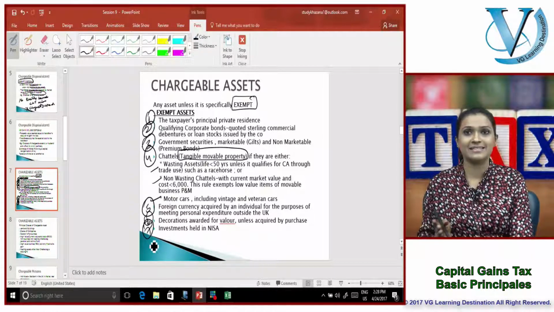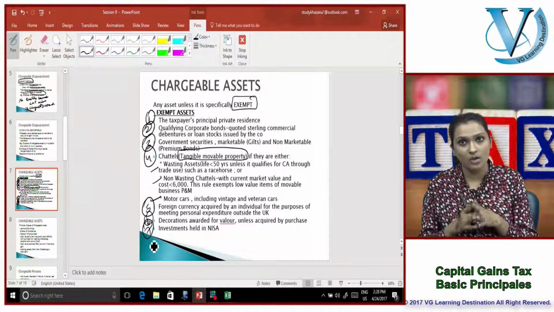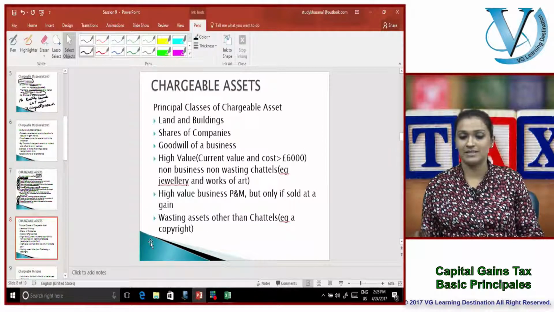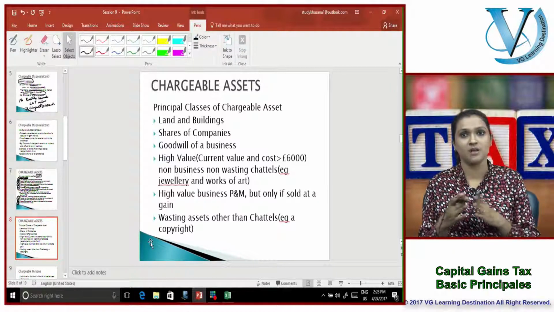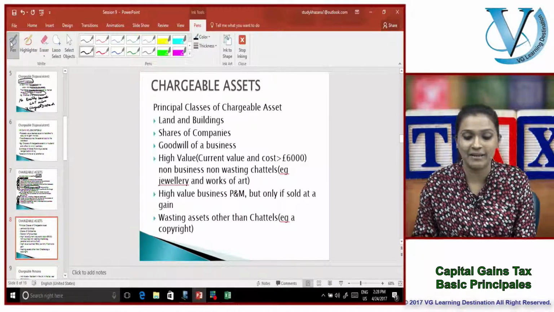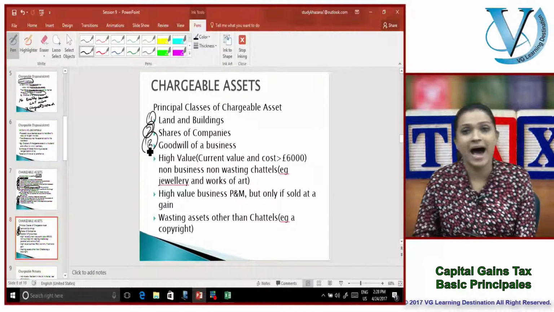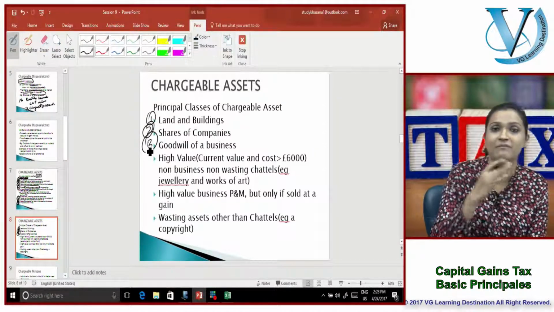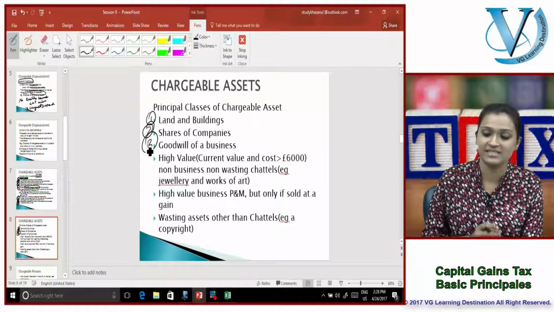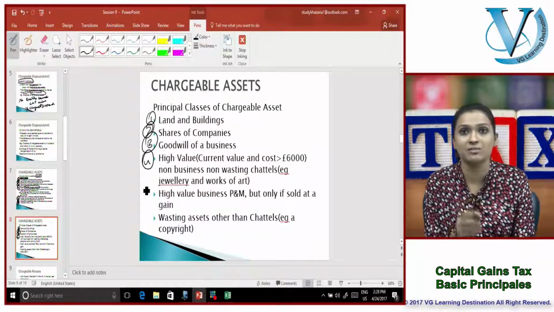So if all of these assets are exempt assets, let's have a look at broadly what sort of assets are going to be covered, which are going to be called chargeable assets. Let's have a look at a list of principal classes of chargeable assets. It definitely comprises land and buildings, shares of a company, goodwill of a business, and high value, which basically means cost and market price both more than £6,000, non-business, non-wasting chattels like jewellery and works of art. All of them are chargeable assets.